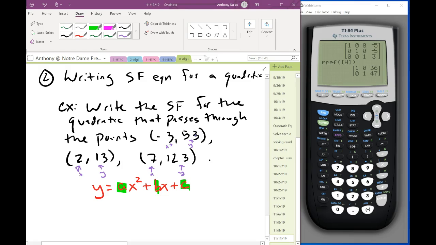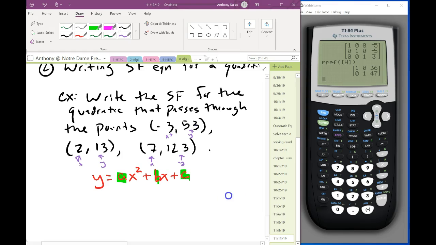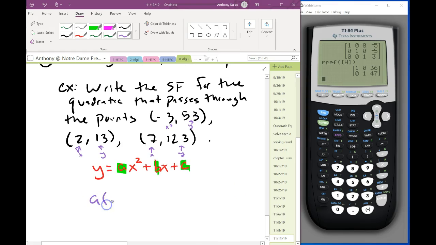So all I'm going to do is plug those x's and y's into that standard form equation. And that'll give me 3 equations in terms of A, B, and C. So the first, if I plug in the point -3, 53, I'd get that equation. A times -3 squared plus B times -3 plus C equals 53. Everybody okay with that? That's just using the first point here.